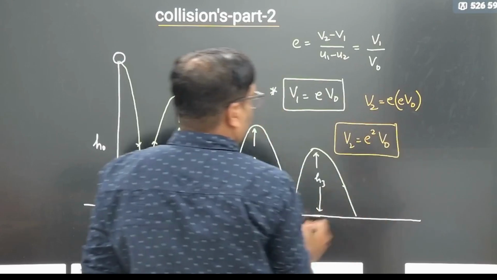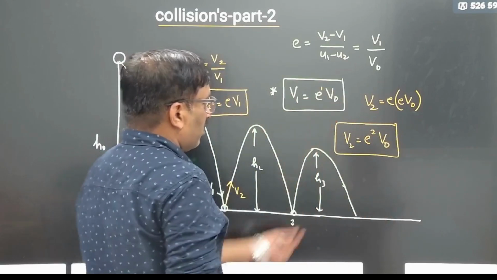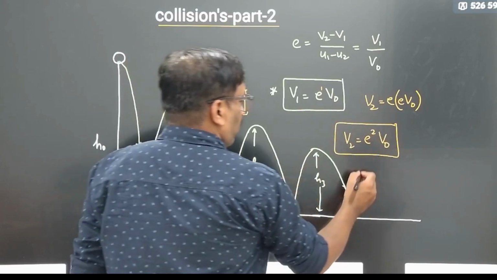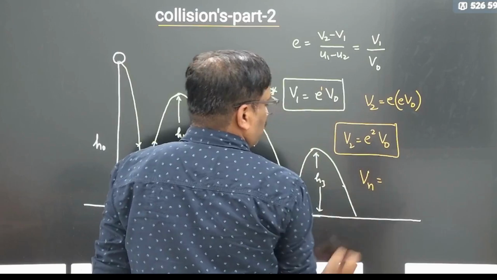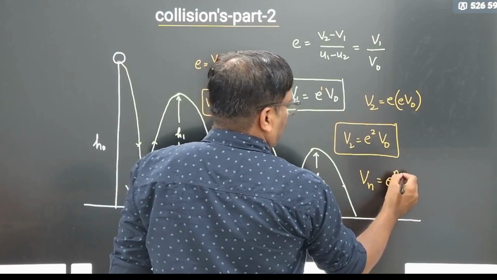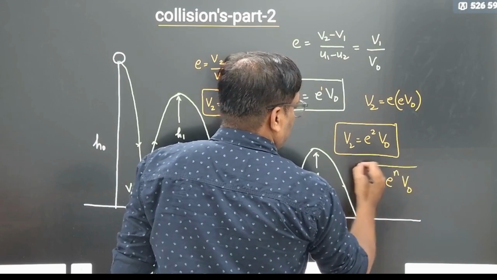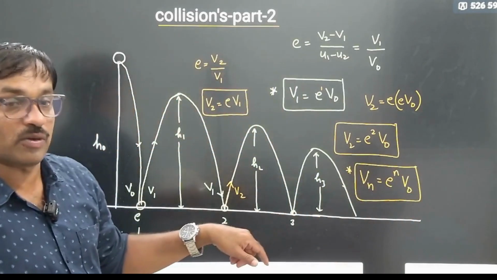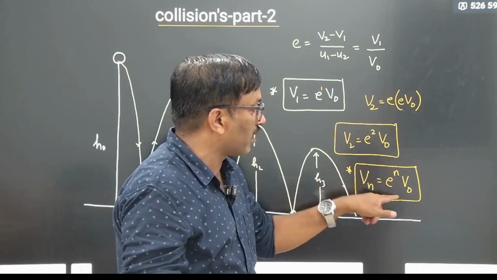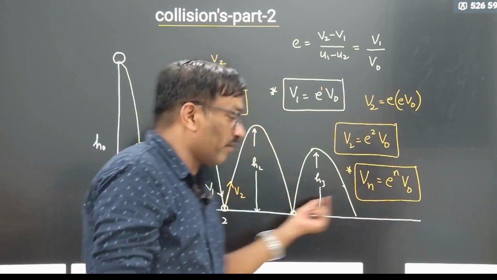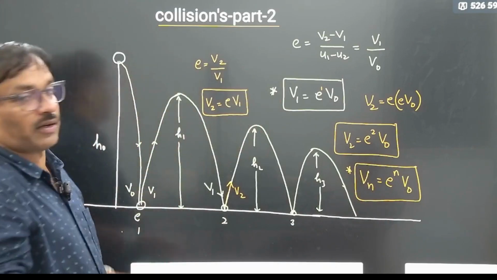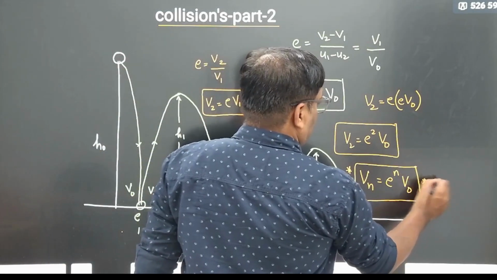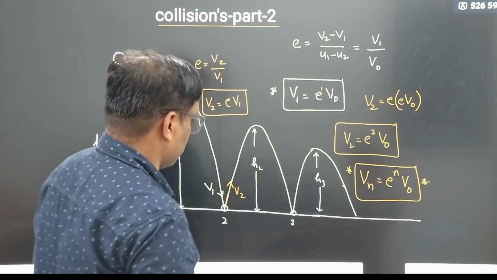So observe this now, this is e power 1, e power 1 into v2, therefore e power 2. So like that, the velocity after the nth bounce will be equal to e to the power of n into v naught. This will be the relation. So velocity after nth bounce is equal to e to the power of n into velocity at first impact. Clear? So this is your velocity after nth bounce.